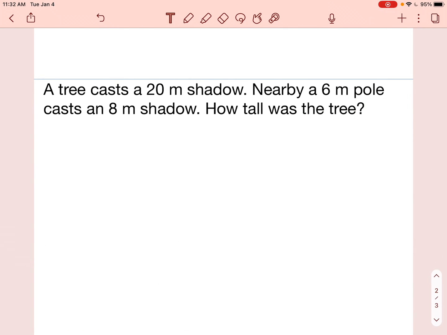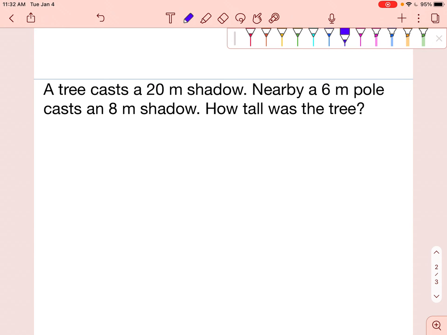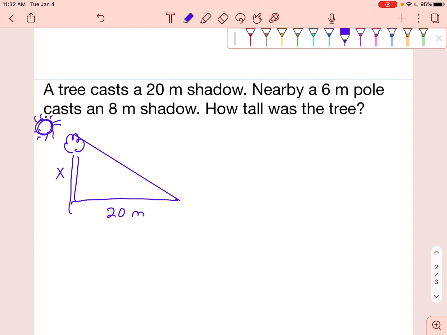I know you're thinking similarity, set it up, but I want to show you that if you have this tree and we don't know how tall it is, but it is casting a 20-meter shadow, the reason that we can do this is actually because of similar triangles. If this is my sun, and you have a pole over here that is 6 meters, casting an 8-meter shadow. A shadow is coming off of this straight up and down pole, and assuming the straight up and down tree at a 90-degree angle.